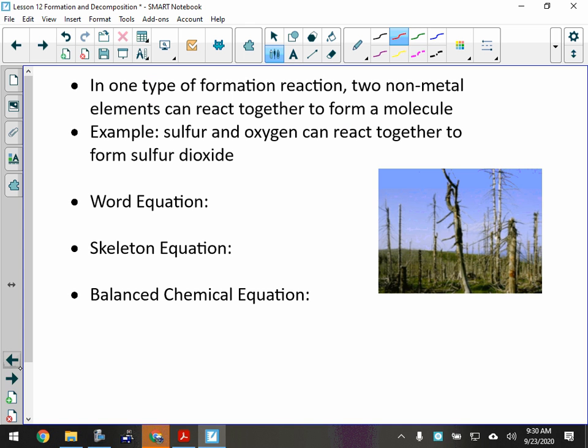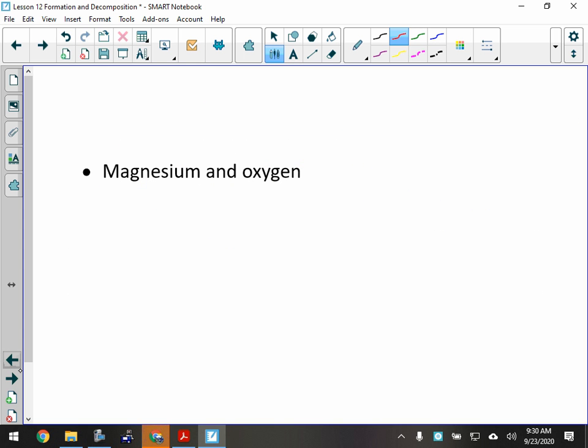Okay, I think I had, what did I have here? Okay, that's that first example there. Magnesium and oxygen, for example. If you want to write it down, fine. If not, I don't know where you're going to write it down because you don't really have a lot of room there. But, magnesium and oxygen, right?